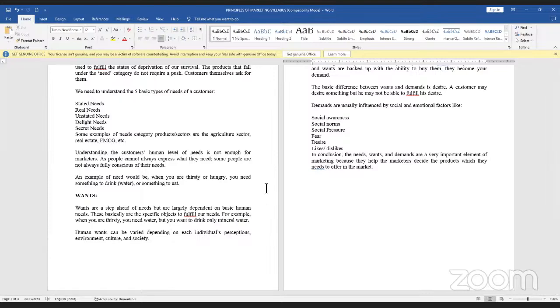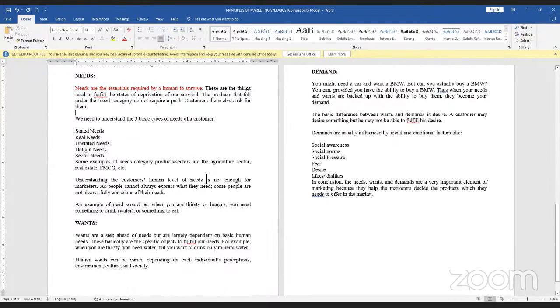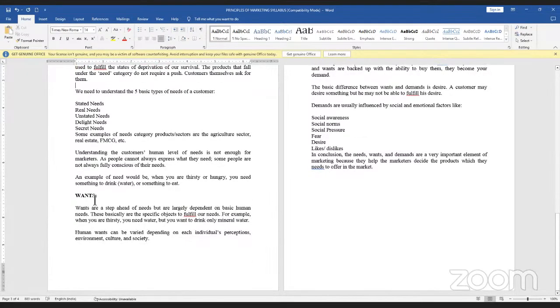Let me come to the point, demand. The next one is wants. So in simple terms, what are needs? Needs are the essentials required by a human to survive. This is what you must understand. Understood? Needs are essentials required by a human to survive. There are different types of needs, and as an example you can mention the basic needs like food, water, shelter, clothing, and all, right?